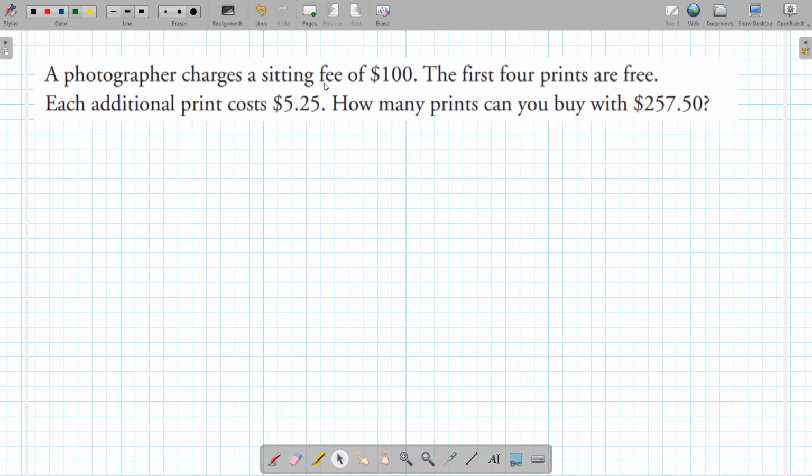A photographer charges a sitting fee of $100. So what does this mean? They earn $100 no matter what. Okay. The first 4 prints are free. So this is like the 50 minutes question that we had. Each additional print costs $5.25. How many prints can you buy with $257.50?